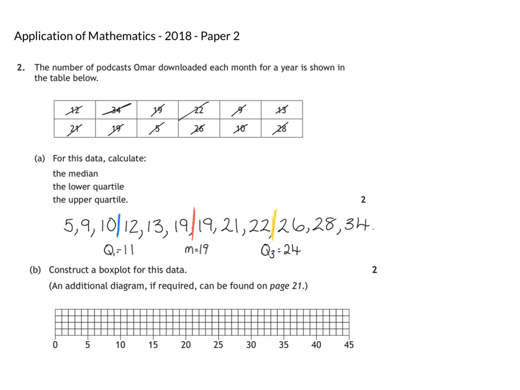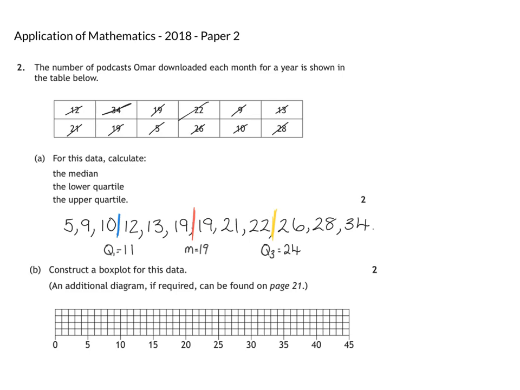Right, so that's us for part A. So we need to construct a box plot for the data. They do give you an extra diagram in case you mess up this one. Right, so let's give this a go. I'm going to make my line a little bit thicker, so give me a second. For our box plots, we need our lowest value, our Q1, our median, our Q3, and our highest value.